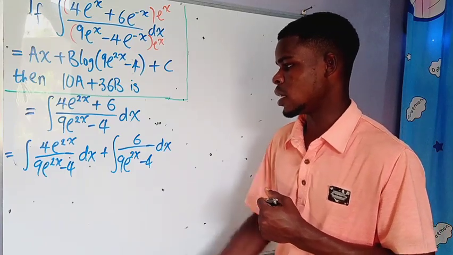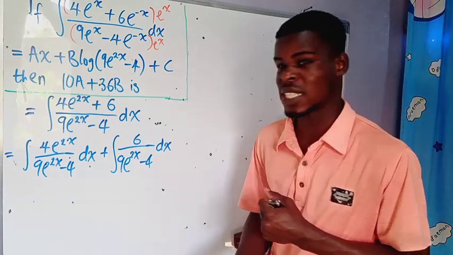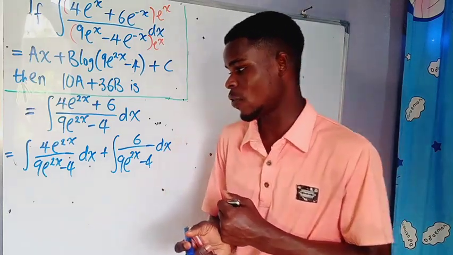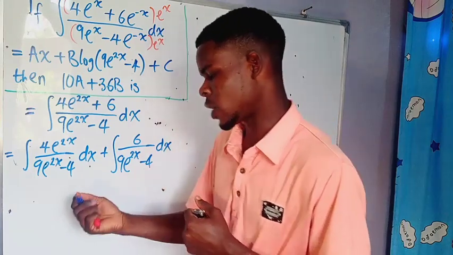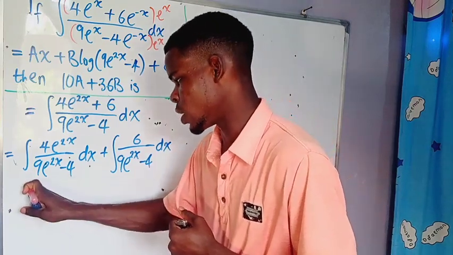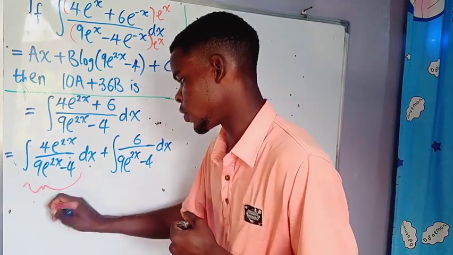Good. So let's see. We can evaluate this and that using different substitutions, or you can say change of variables. So maybe let me do this. Let me call this something. Let's call this integral 1.